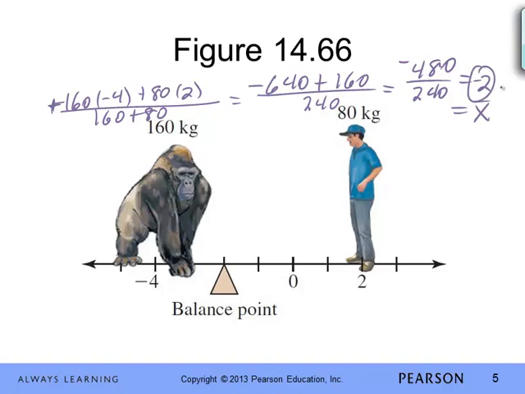Okay, so 2 units from 0 going toward the gorilla. Should make sense anyway because the gorilla is so much heavier than the man.